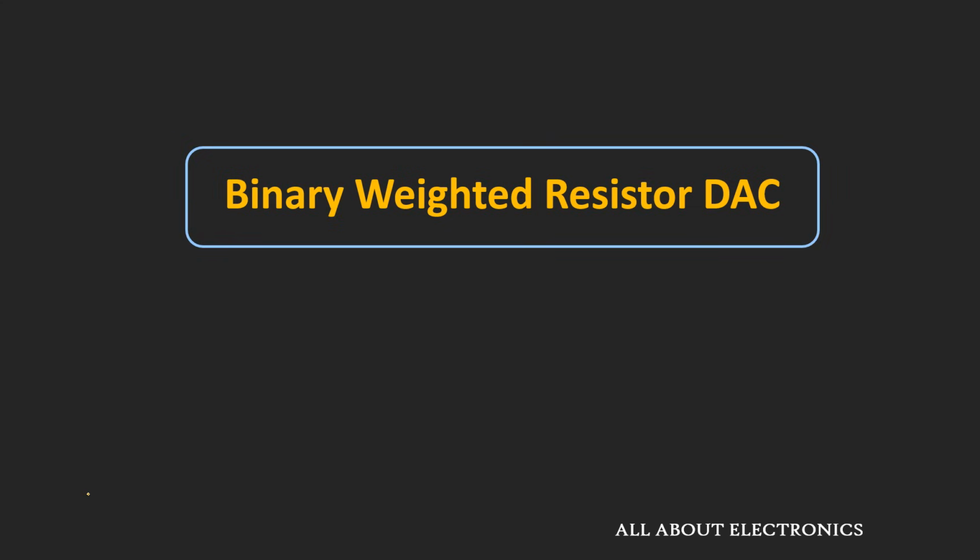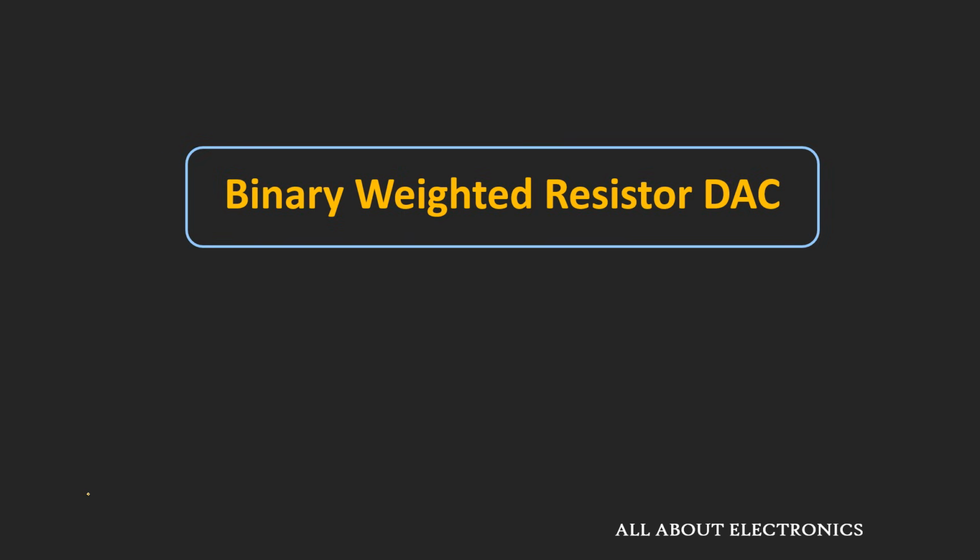In the previous introductory video, we understood what is ADC and DAC. And then we had listed the different types of ADC and DAC which are commonly used in electronics. So in this video, let us understand in detail about the binary weighted resistor type of DAC.